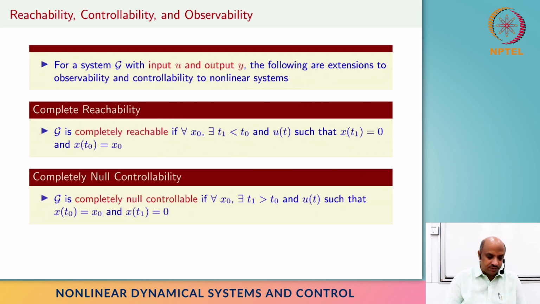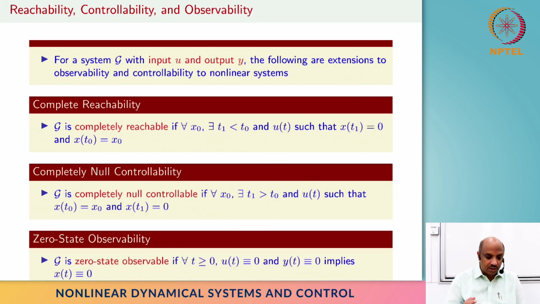And we have another concept which is called completely null controllable, where we start from an initial condition x0 and then reach 0, right, in a finite amount of time. So the difference between these two is kind of reverse. You can come to any initial condition from the origin, that is complete reachability, and you can come to the origin from any initial condition, that's null controllability. Now in the case of linear systems, all these concepts collapse to simple concept of controllability, whereas in nonlinear systems, unfortunately, things get really complicated.